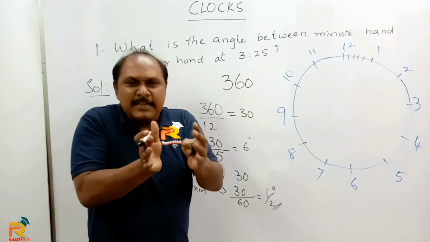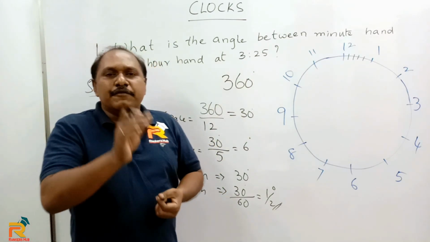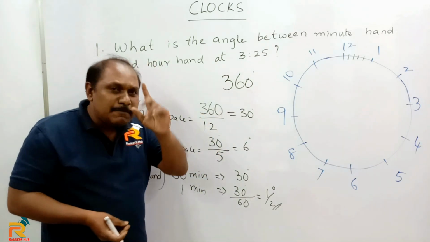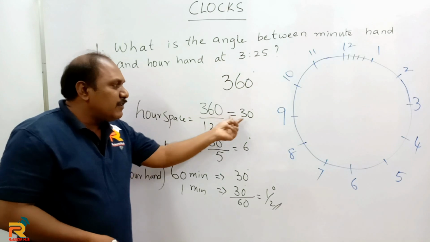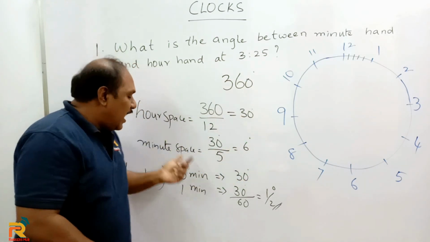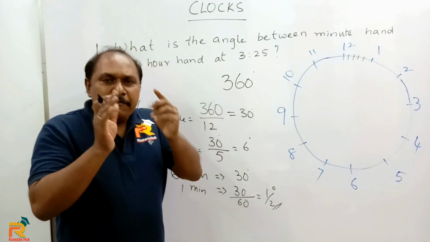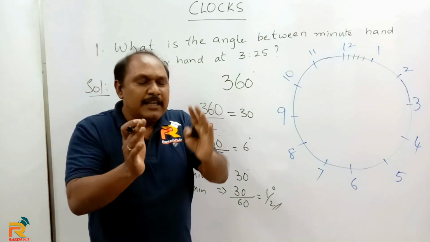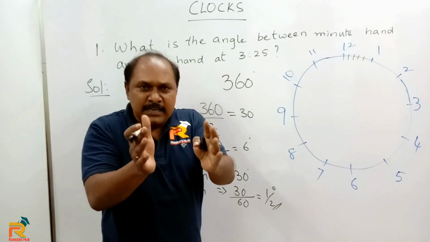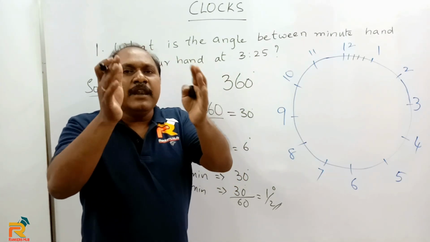Now if you know this basic point, definitely we will be able to answer this question without using a formula. Now what is that basic point? Every hour space will have an angle of 30 degrees. Every minute space will have an angle of 6 degrees. And for every minute, the hour hand moves through an angle of half degree. If you know these basic points, definitely we will be able to answer this question without using a formula. Now let us see how to answer this question in a very simple way.